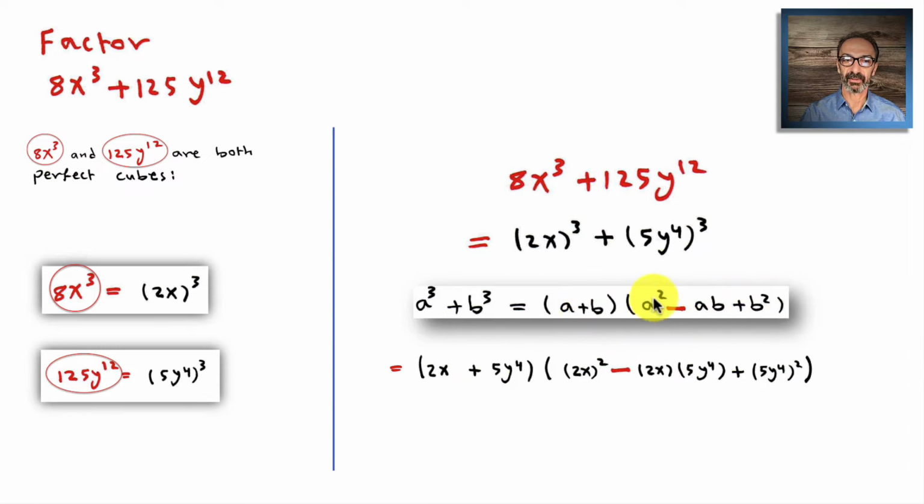And the second one will be a squared. That's my a, 2x. You square it. Minus, multiply a and b. That's my a. That's my b. Just multiply them. And this is my b, that's going to be b squared. Simplify. And for example, 2x to the second will be 2x times 2x, which is 4x to the second, as you could see right there. And that should do it for this problem.